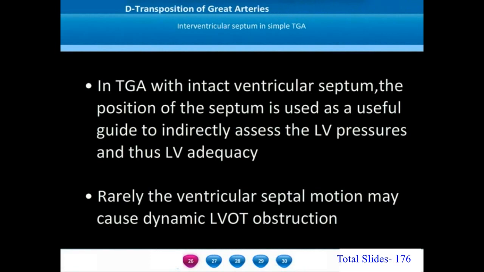Sometimes the ventricular septum may bow into the left ventricle and cause a dynamic left ventricular outflow tract obstruction or subvalvular pulmonary stenosis.